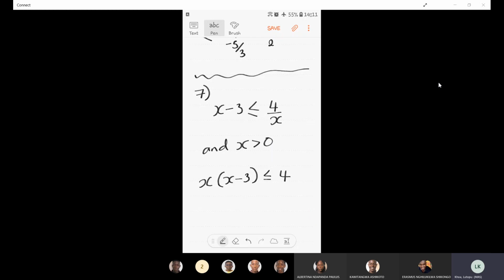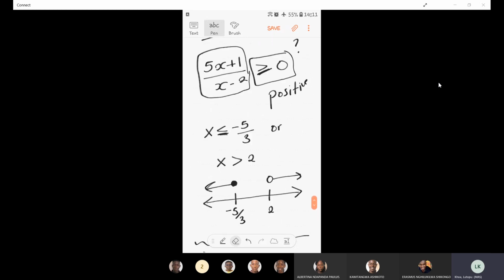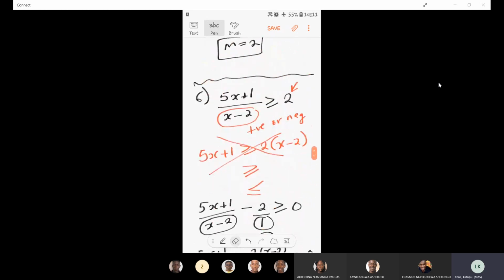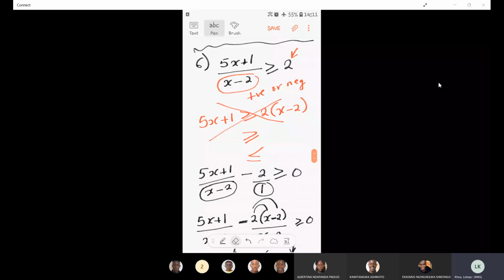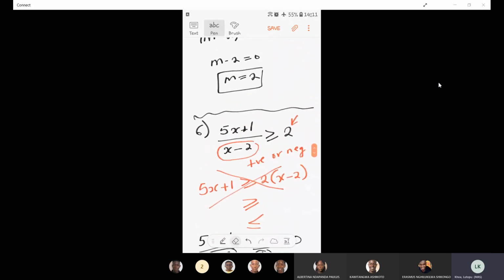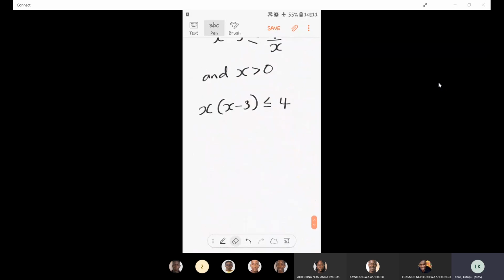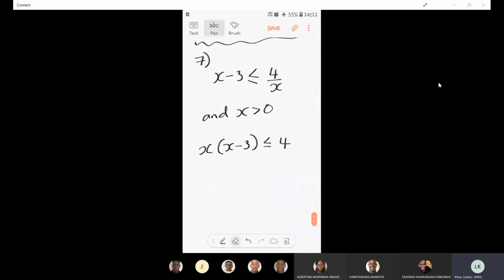So can somebody tell me why am I allowed to multiply here? In the previous one I said don't multiply. I think I even put it in red, big X wrong if you multiply. And this one here, I just went ahead and multiplied. What's the difference here? And then I see the sign hasn't changed, still facing the same way. What's different?